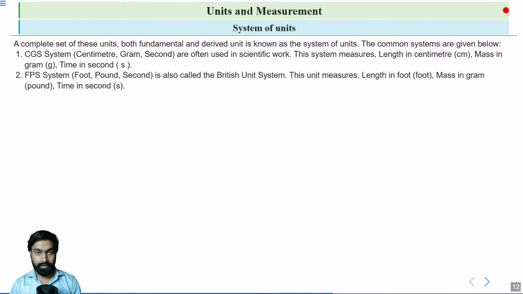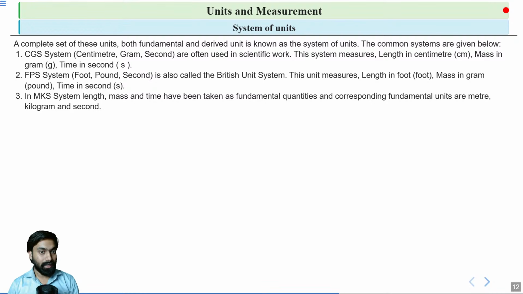Second is the FPS system, also known as the British unit system. In this system, length is measured in foot, mass is measured in pound, and time is measured in seconds. And third is the MKS system. In the MKS system, length, mass and time have been taken as fundamental quantities and the corresponding fundamental units are meter, kilogram and second. Clear?